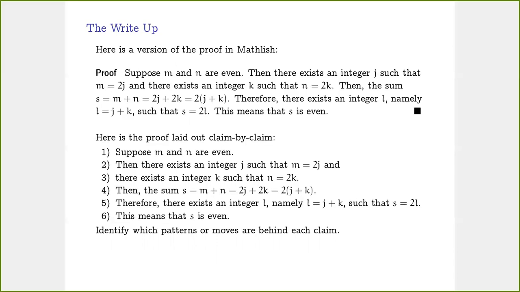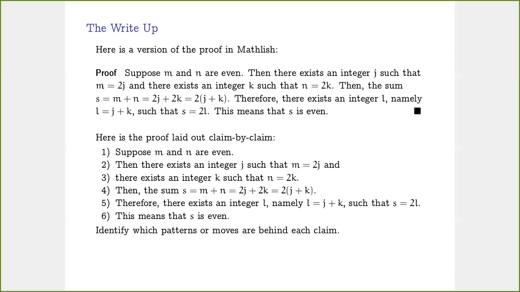Items 2 and 3 both embody replacing a concept, evenness, with the definition. 4 and 5 relate to the core insight. 4 relies on integer properties in that insight, and 5 is the identification of L and its use to show that S is even. Going from 5 to 6 is using the definition of evenness the other way around.